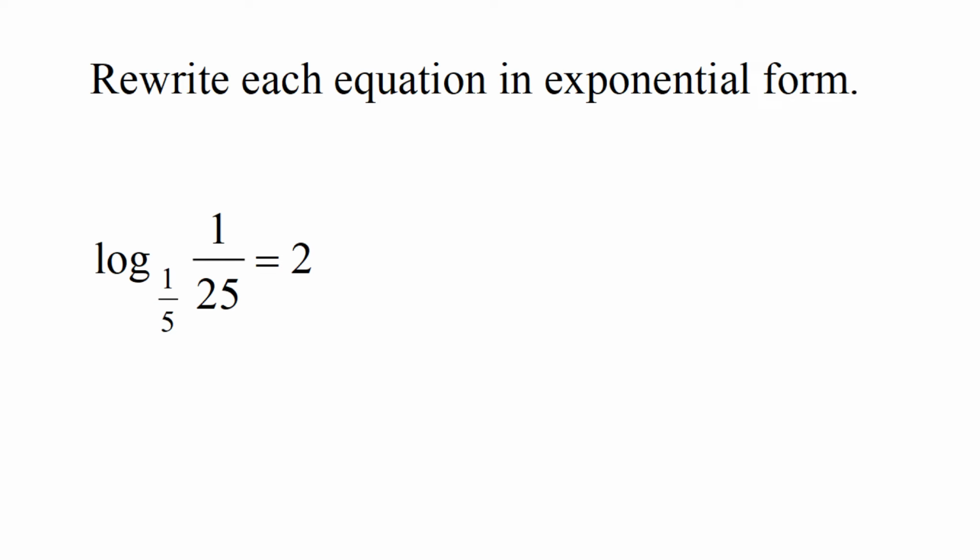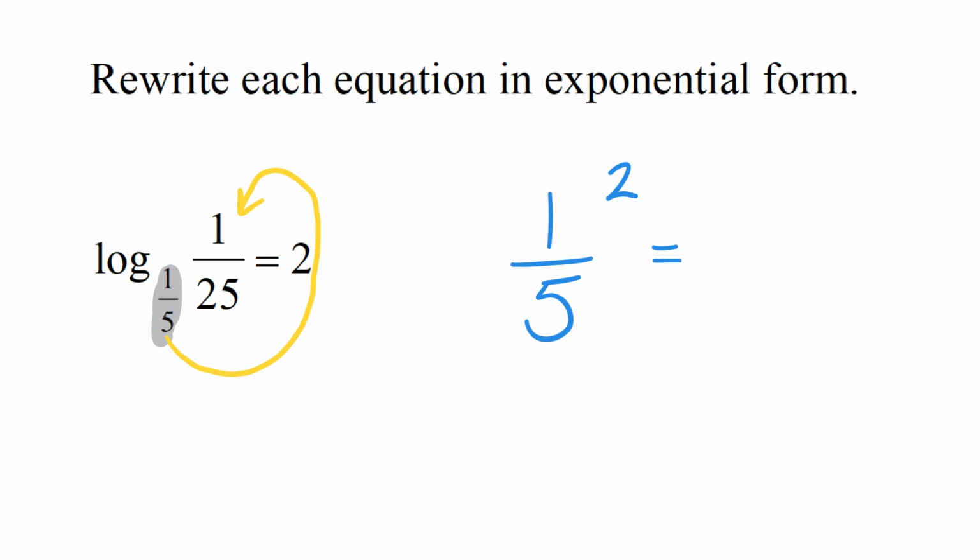And again, all I can do is try to make these look a little more complicated, but at the end of the day, it's always the same process. We start at the base, which will be the base of the exponent. We do our counterclockwise swirl. So this would be 1/5 to the 2nd power equals 1/25. So that's how we make that conversion.